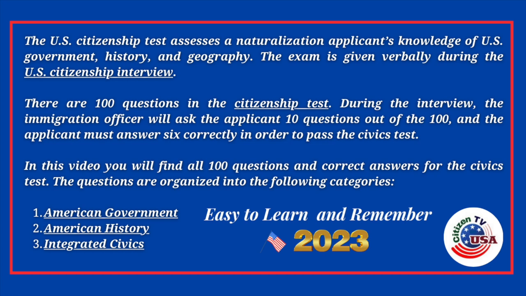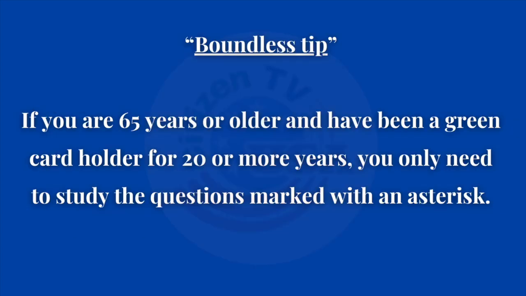In this video, you will find all 100 questions and correct answers for the civics test. The questions are organized into the following categories: American government, American history, integrated civics, easy to learn and remember. Boundless tip: If you are 65 years or older and have been a green card holder for 20 or more years, you only need to study the questions marked with an asterisk.